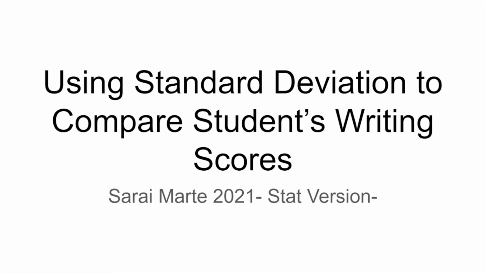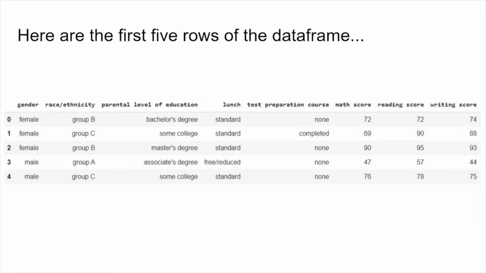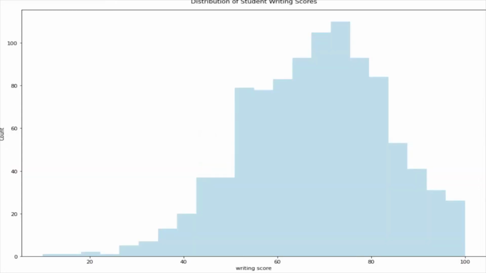This is using standard deviation to compare students' writing scores. Here are the first 5 rows of the data frame. Now, notice that this actual data frame is super huge. It has 1,000 students, and so I'm actually using the entire data frame. I linked the data frame in the description box below and also in these slides. But these are just the first 5 rows of the data frame.